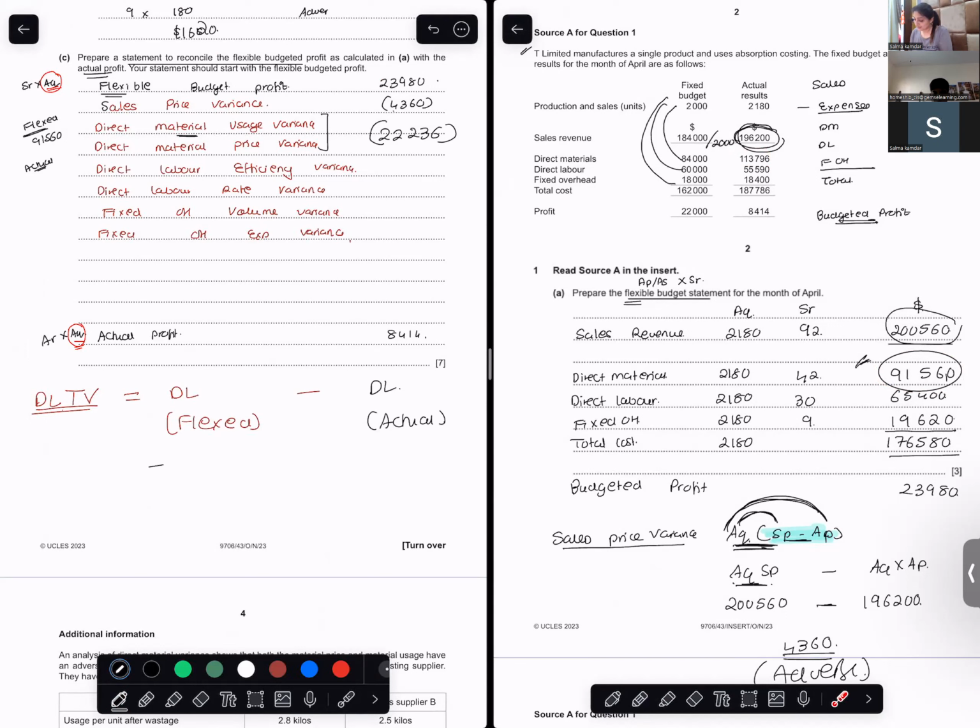What is the direct labor as per flex budget? Direct labor as per flex is 65,400. What is the direct labor as per actual budget? 55,590. Adverse or favorable? Favorable. How much? 9810. 9810 favorable.